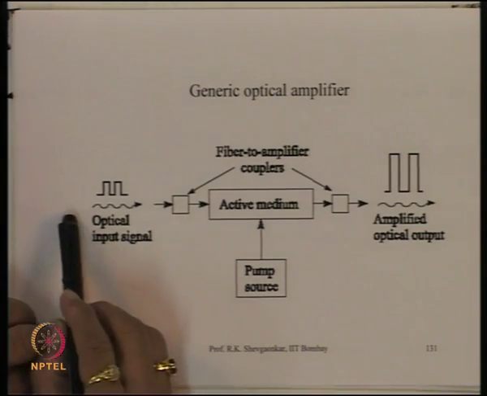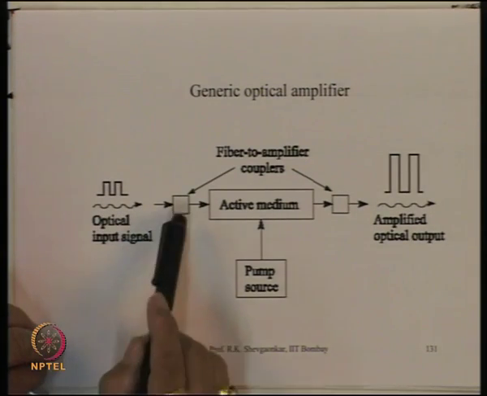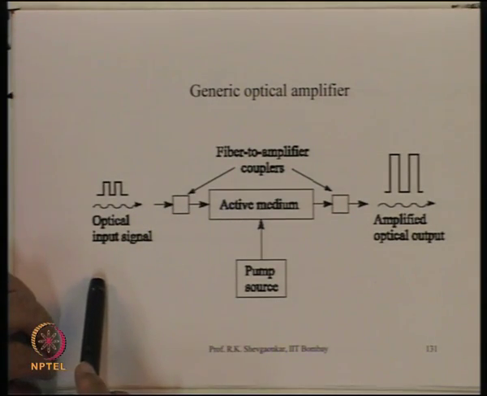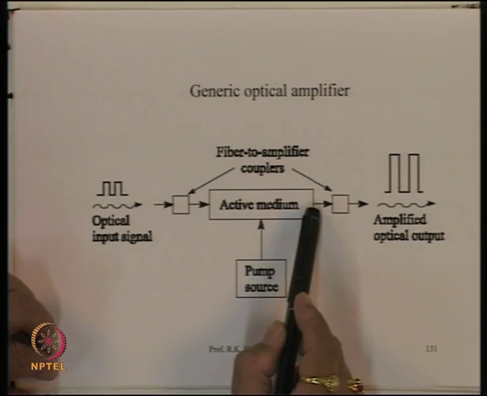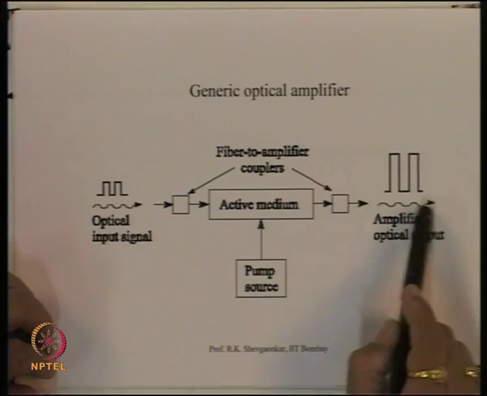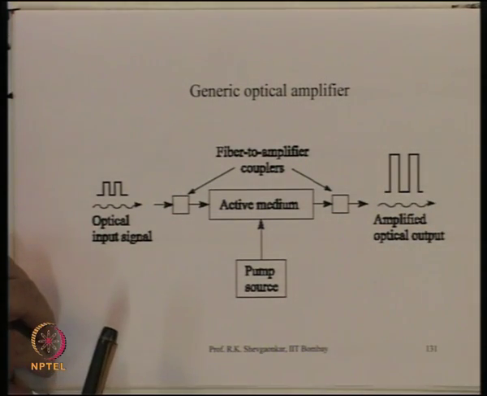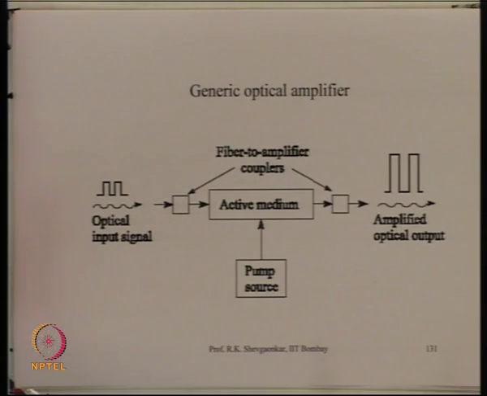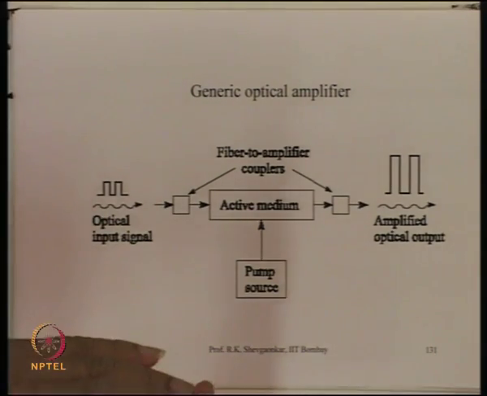So we have this optical input signal which is coming, it gets coupled to this active medium. When it propagates inside this, the pump power gets transferred to the signal power and the signal comes out in amplified form. So that is the basic requirement which we have inside an optical amplifier: an active medium, a pump source and coupling devices which can couple the optical fiber to this device and back.